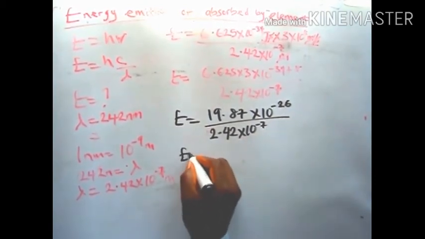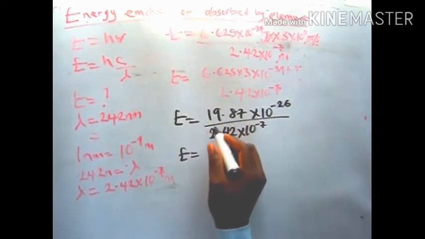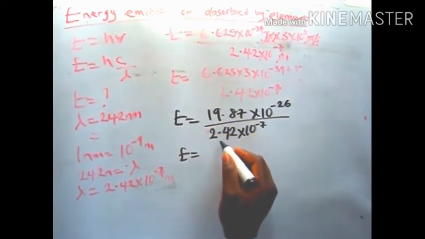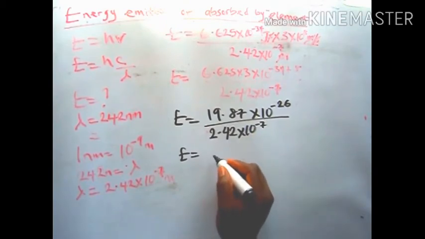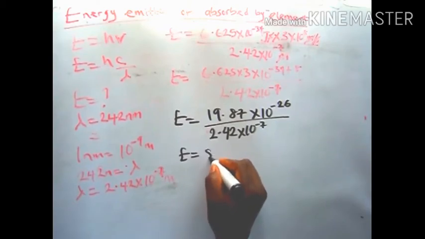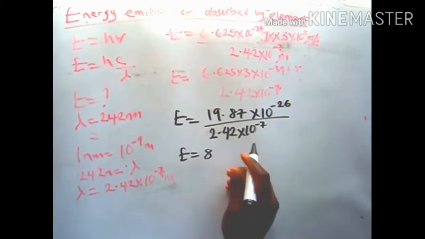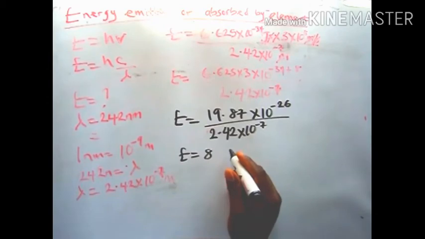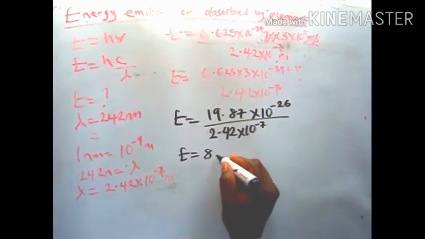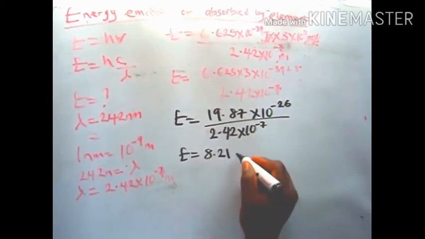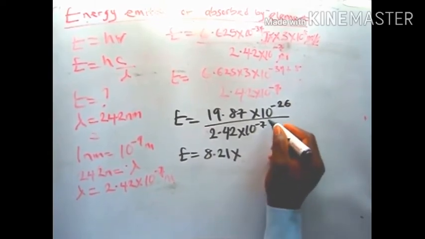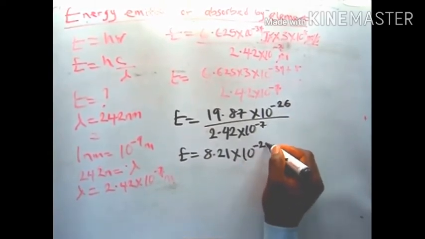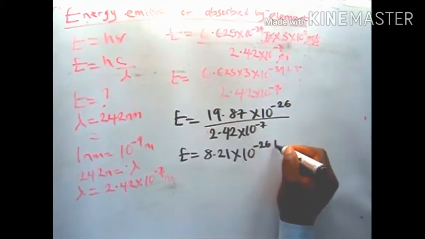Now our E, when you divide 19.87 by 2.42, you have 8 point what? Let's punch that on a calculator. That's 8.21. Now this will have minus 27. When this crosses to this side, it will be plus.